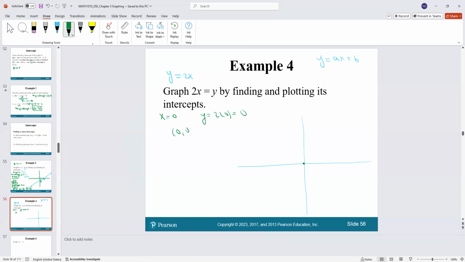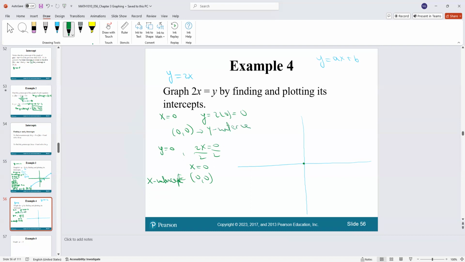So we have that point (0, 0) going through the origin. Now, to find the y-intercept, with x equal to 0, the y-intercept is (0, 0). In the same way, if we said y equal to 0, we know 2x equals 0, so if we divide by 2 on both sides, x would be 0. That means you have another point (0, 0). As you can see, the x-intercept is (0, 0), and the y-intercept is (0, 0), right?